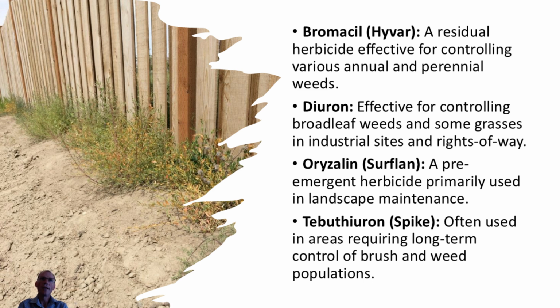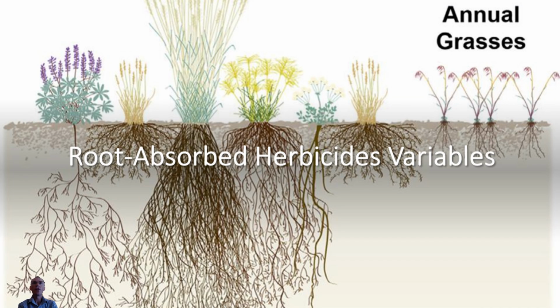Arizalin (Surflan), a pre-emergent herbicide primarily used in landscape maintenance. Tebuthiuron (Spike), often used in areas requiring long-term control of brush and weed populations. Annual grasses. Root-absorbed herbicides variables.